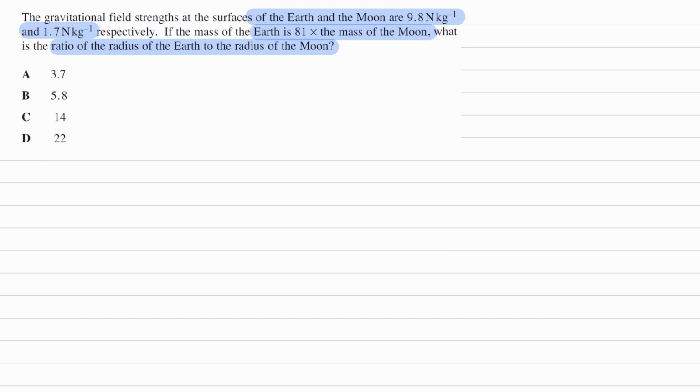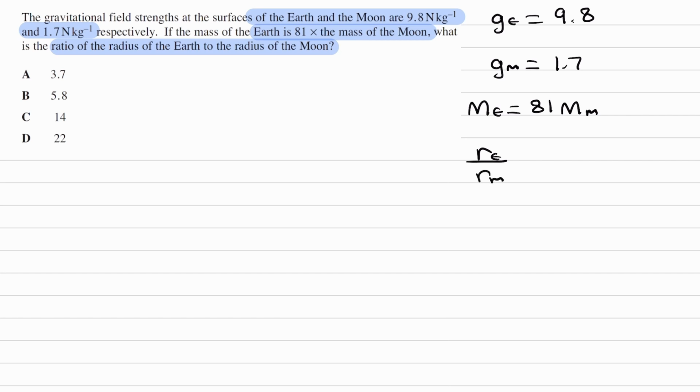Alright, so let's write some of this stuff down. Gravitational field strength of the Earth is 9.8. Gravitational field strength of the Moon is 1.7. And then we're told the mass of the Earth is 81 times bigger than the mass of the Moon. We're trying to work out the ratio of the radius of the Earth to the radius of the Moon.